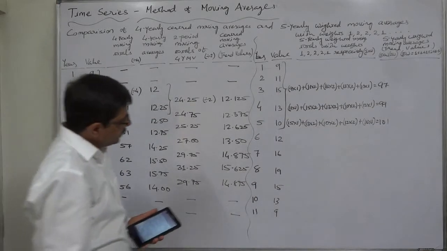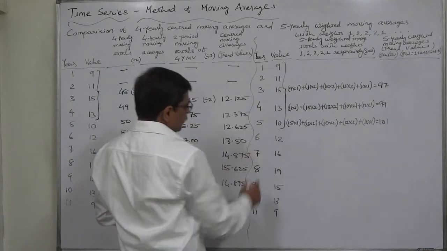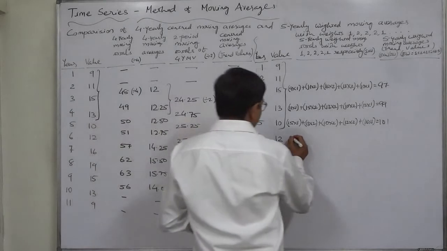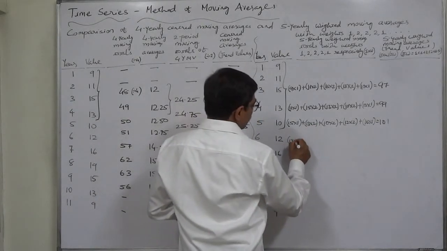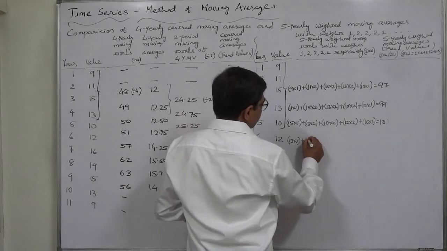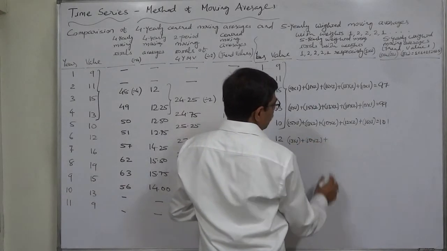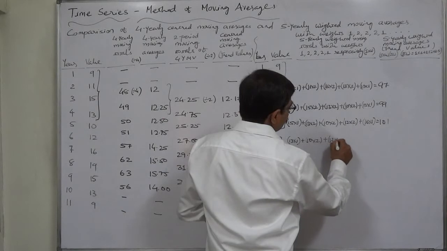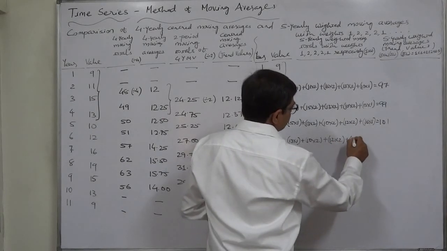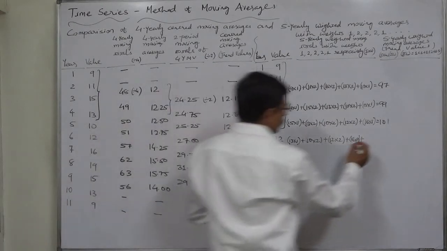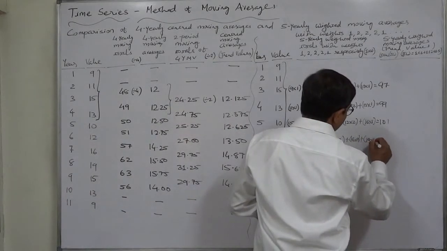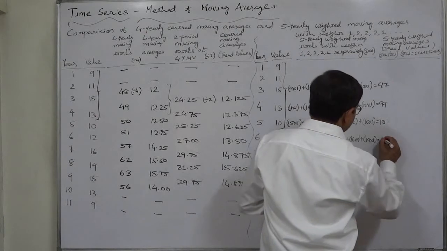The next will be the total of the 4th, 5th, 6th, 7th and 8th values, and the 6th is in the center. So, 13 into 1 plus 10 into 2 plus 12 into 2 plus 16 into 2 plus the new coming value, 19 into 1. And the total is 108.